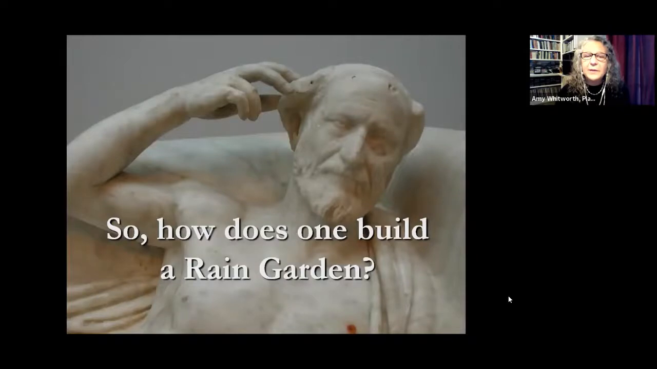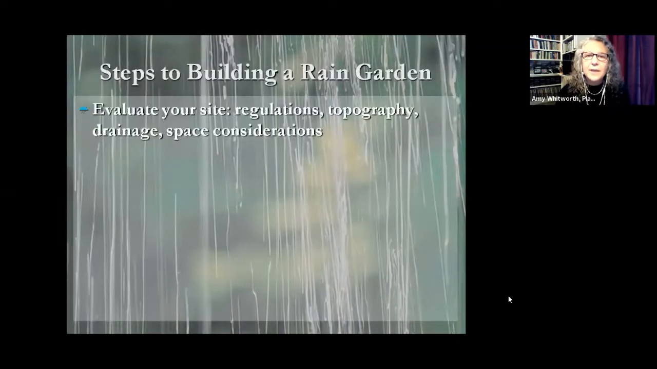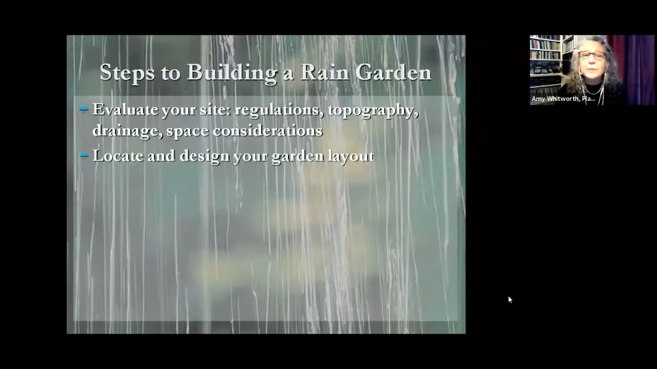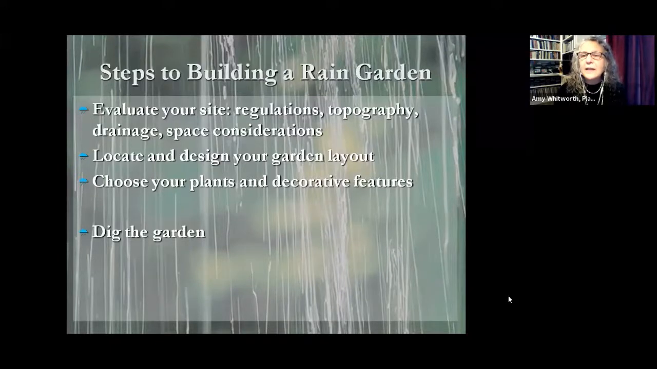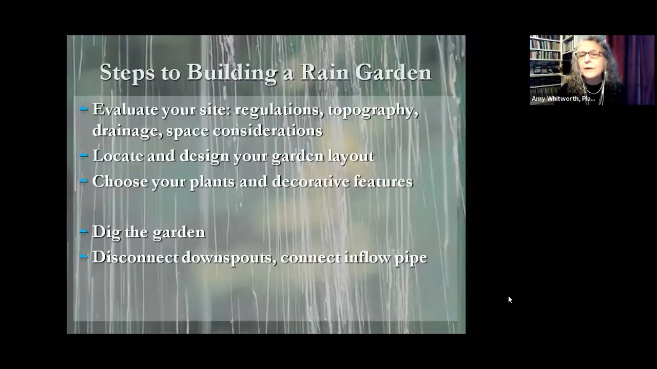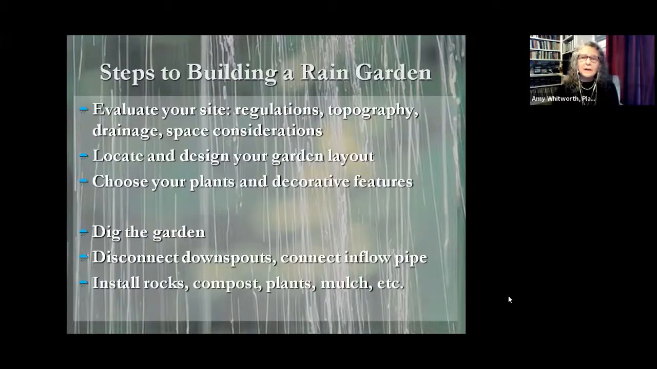So let's talk a little bit about how to build a rain garden. Generally speaking, the steps to building a rain garden are to first evaluate your site and look at whether you're allowed to build a rain garden in the first place. Do you have steep slopes? Is it relatively flat? What's the drainage there? How much room do you have to build it? With all of those things in mind, where would that rain garden be located? How big does it need to be? And lay that shape out. Choose your plants and whatever decorative features like rocks or wood that you might want to add to the rain garden. Start to dig and excavate that sunken depression. And then finally, disconnect the downspouts or connect the downspout to the rain garden inflow. Then you'll be installing your plants and accessories, and then you're ready to go.